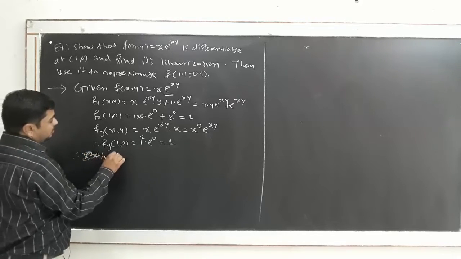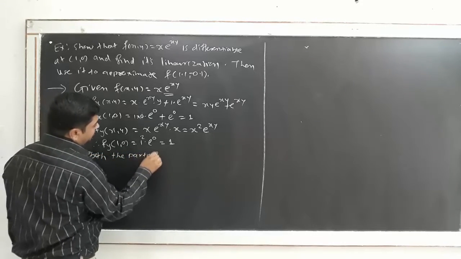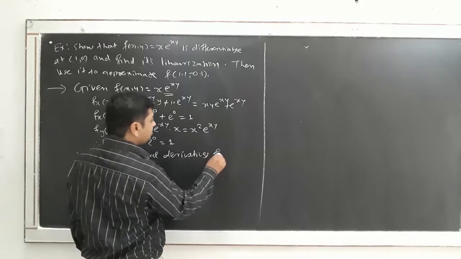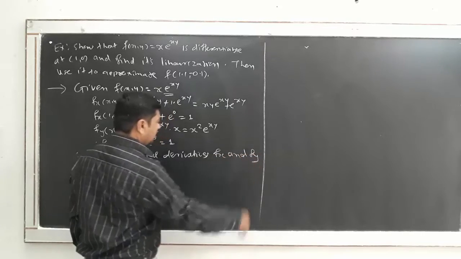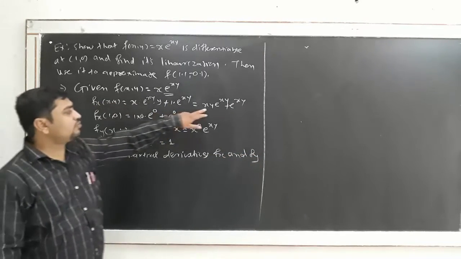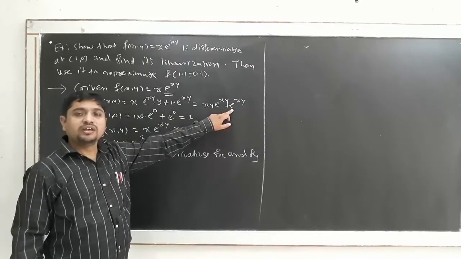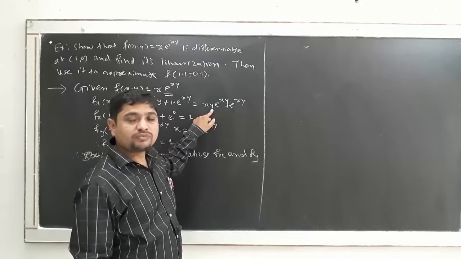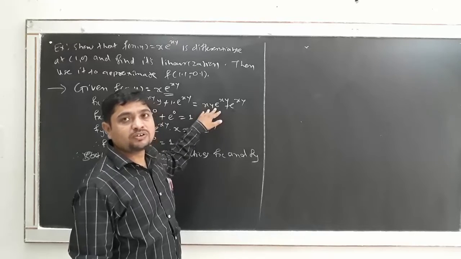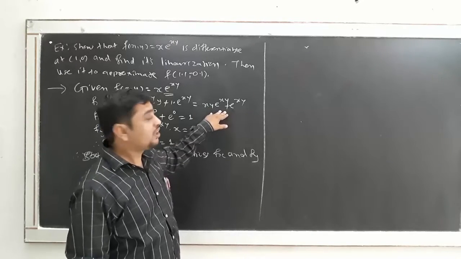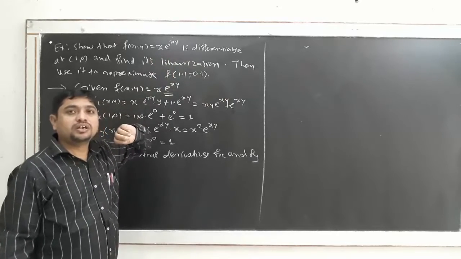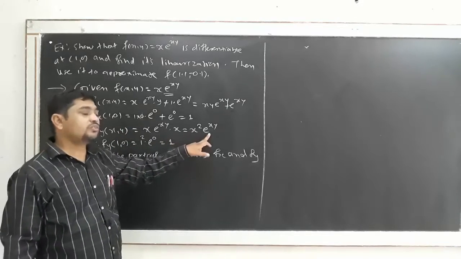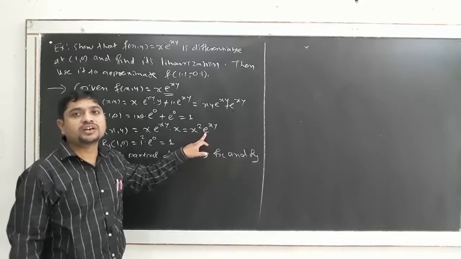Both the partial derivatives, fx and fy, are they continuous or not? Fx is equal to xy e raised to xy plus e raised to xy. E raised to xy, exponential function, is always continuous at each and every point. X into y, algebraic function; product of continuous functions is continuous, addition of continuous functions is continuous. Therefore this function is continuous everywhere. Similarly you can write for fy. This algebraic function is continuous, this exponential function is continuous, therefore its product is continuous.